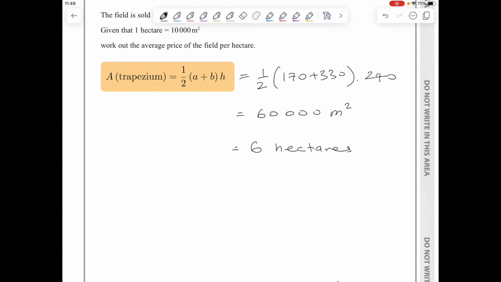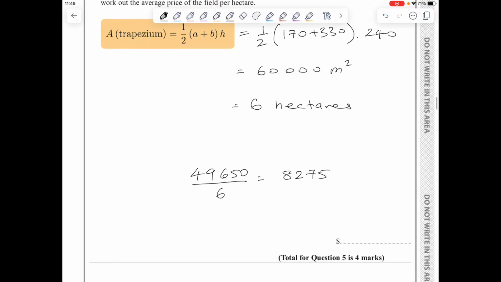So the average price is 49,650 divided by 6. This will give you 8,275, and this is my final answer.